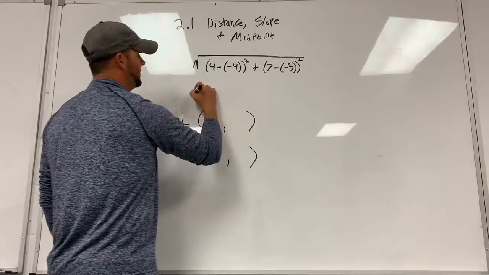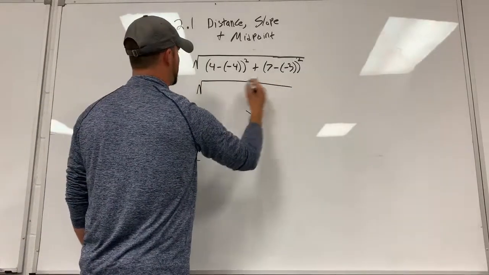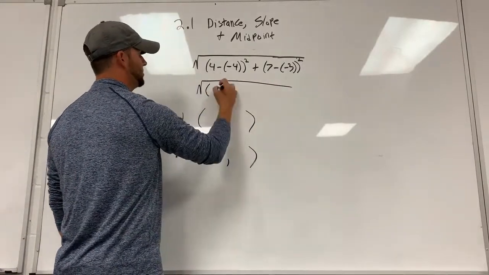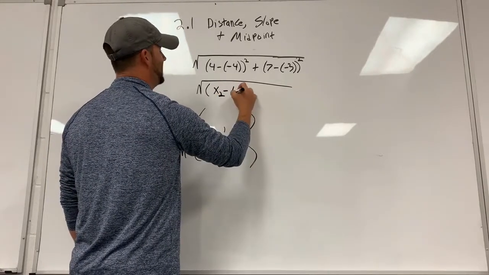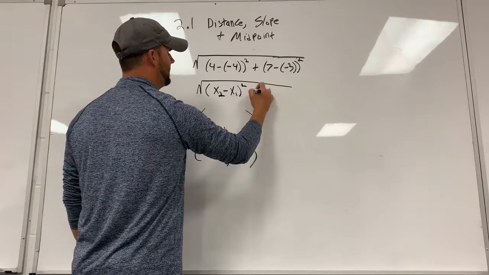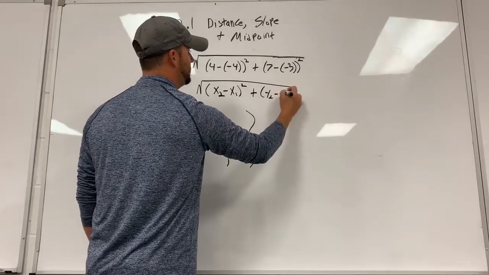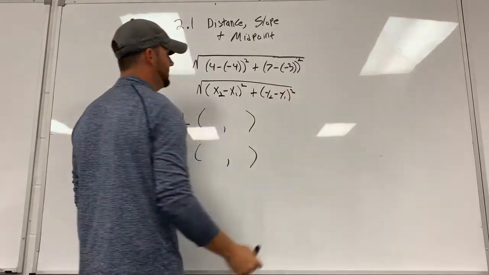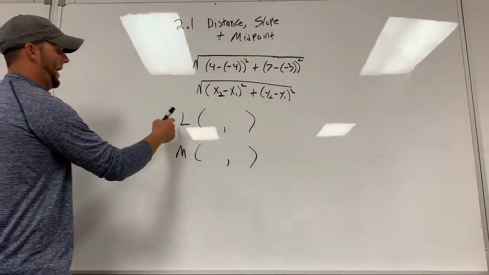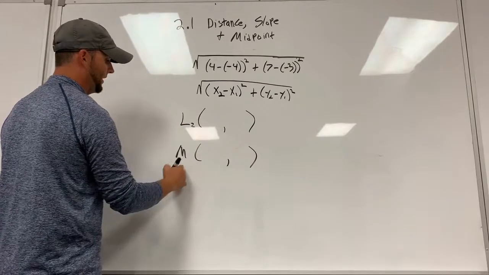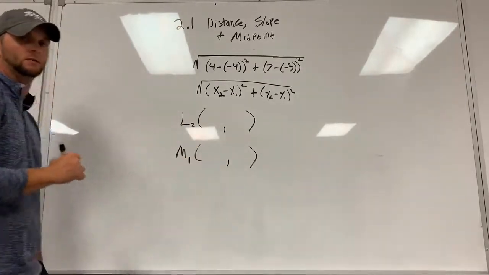So what I'm going to do is go ahead and draw the distance formula right next to it. So it should be x2 minus x1 squared plus y2 minus y1 squared. So now I'm just going to match up and take everything out here. So I'm going to go ahead and make L the 2's and I'm going to make M's the 1's. Okay, so let's go ahead and do this.